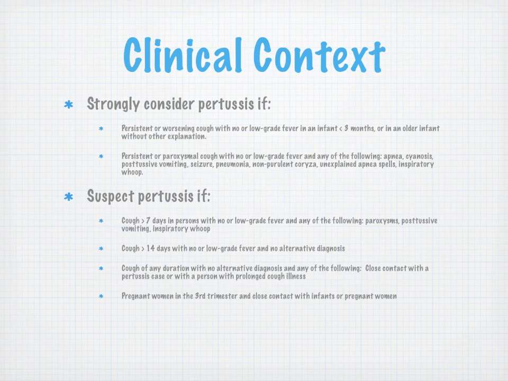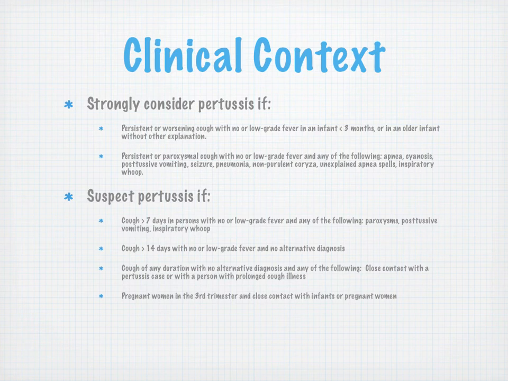Okay, so clinical context: strongly consider pertussis if there is a persistent or worsening cough with no or low-grade fever in an infant less than 3 months, or in an older infant without any other explanation. And then here we go with the persistent or paroxysmal, I love that one, cough with no or low-grade fever and any of the following. So we've got apnea, cyanosis, post-tussive vomiting, which is so pathognomonic it's almost as pathognomonic as the inspiratory whoop. Seizure, pneumonia, non-purulent coryza, unexplained apnea spells, inspiratory whoop. So that is our strongly consider pertussis if.